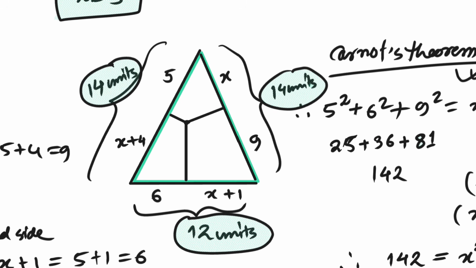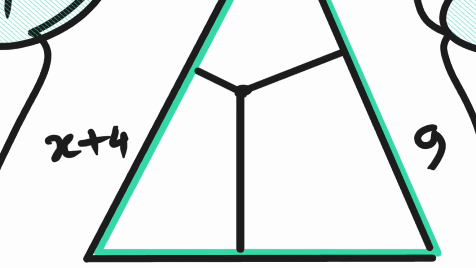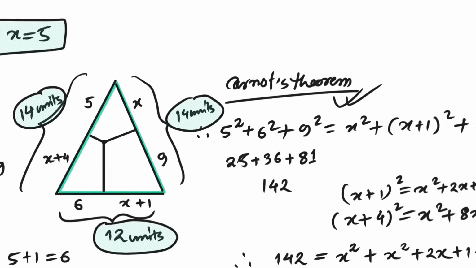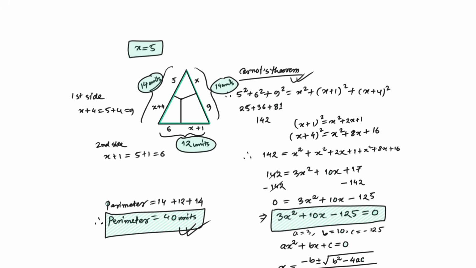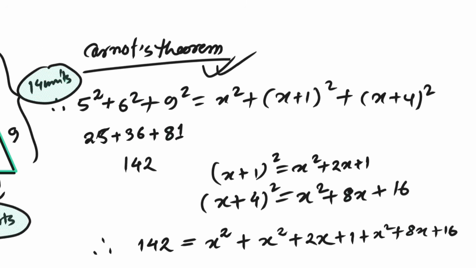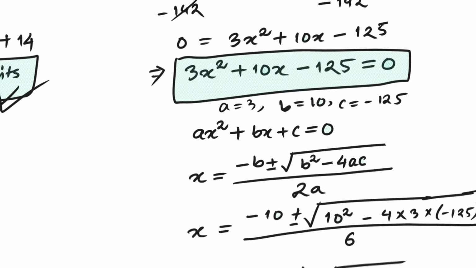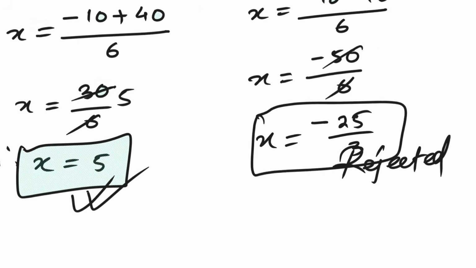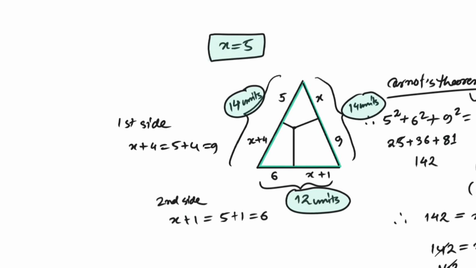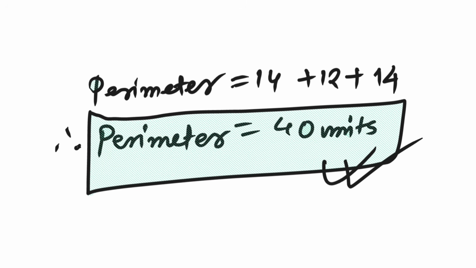The main lesson here is to recognize the structure of the diagram. When an interior point has perpendiculars to all three sides, Carnot's theorem can turn a complicated-looking geometry diagram into a clean algebraic equation. We used the alternating squared side segments, expanded the quadratic expressions carefully, solved the resulting quadratic equation, rejected the negative value because x represents a length, substituted x equals 5 into each side, and finally added the three side lengths to obtain a perimeter of 40 units.